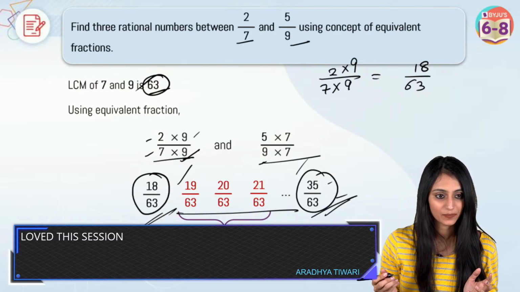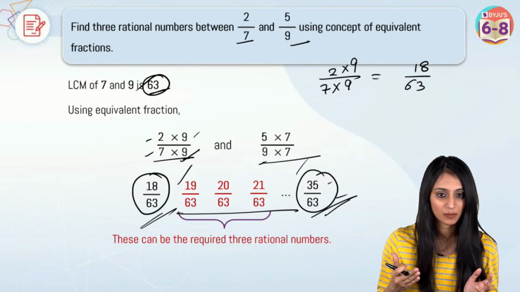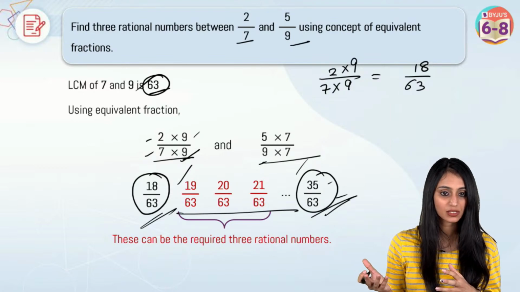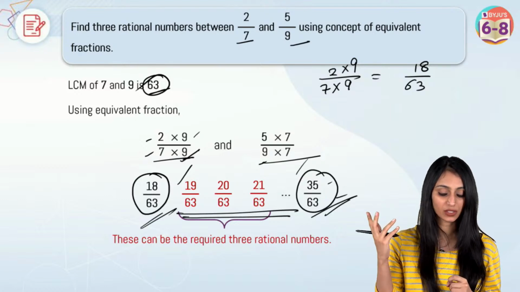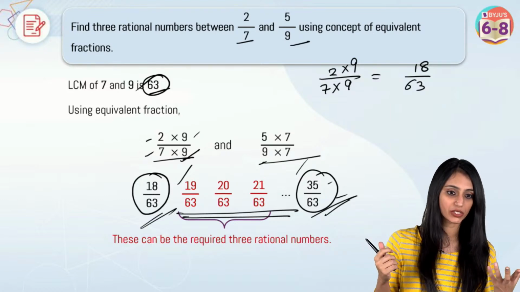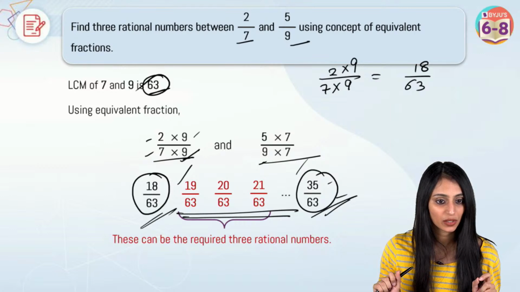Ma'am, the rational numbers between two rational numbers are varying. Between two rational numbers? That's okay, because there are a lot of numbers. Somebody might pick 34 by 63. Somebody might say it's 23 by 63. That's okay. Thank you, Priyanka.